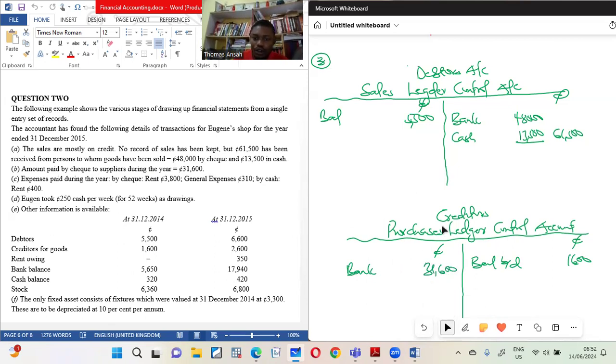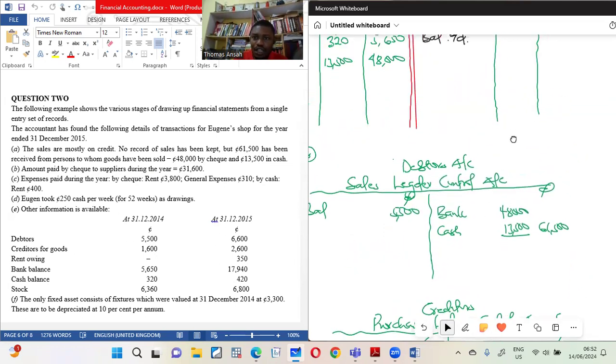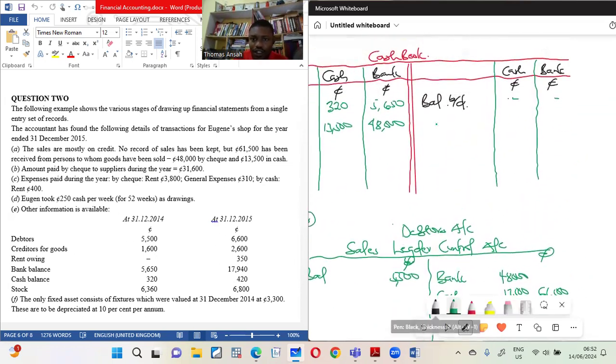So we've paid. Now the corresponding entry for this one is at the credit side of the cash book. So we say creditors, payment, all right, for what we purchased. And it is with bank. So we have 31,600. All right, so that is that.